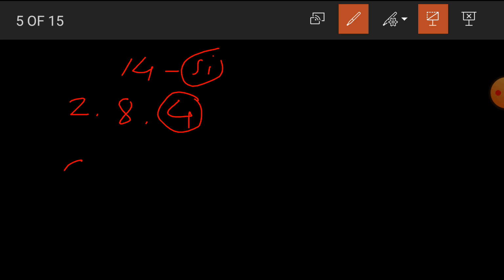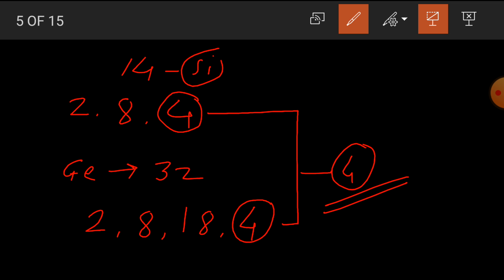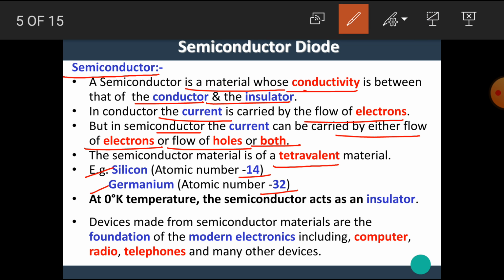We can also write the electronic configuration of germanium, as the atomic number of germanium is 32. Hence, the first orbit contains 2 electrons, the second orbit contains 8 electrons, the third orbit contains 18 electrons, and the fourth orbit, that means the valence shell, contains 4 electrons. Generally, in a semiconductor material, the outermost orbit contains 4 electrons. Hence, the semiconductor materials are tetravalent materials. I hope you all understand the concept of the tetravalent material.